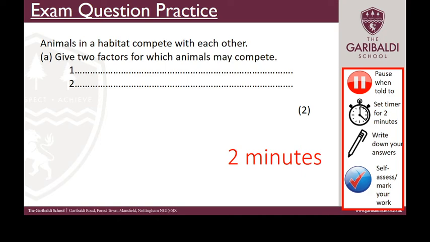Okay, exam question practice again. Animals in the habitat compete with each other. Give 2 factors for which animals may compete. Again, 2 minutes for 2 marks. So pause, set your timer for 2 minutes, write down your answers, and then when you're ready, come back and we'll self-assess.